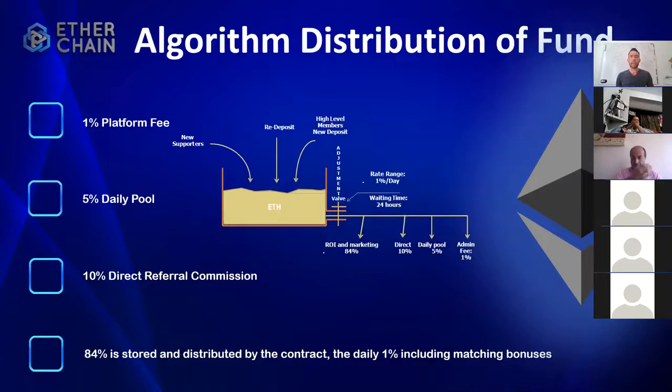Now, looking at the algorithm distribution of the total funds coming into EtherChain, out of the 100% that goes in, there's a 1% platform fee that goes away. There's a 5% goes away to the daily pool. 10% is being awarded instantly as the direct referral commission, while 84% of every single deposit is being stored and distributed by the contract. It stays in the main fund and being distributed every single day as a 1% and as a matching commission. What does this really mean?